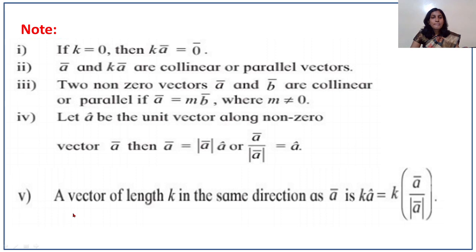Then next, a vector of length k in the same direction as a bar is k a cap. If we multiply a cap by any scalar, then we multiply the right hand side also. Here, a cap is equal to a bar upon magnitude of a bar. If we multiply by k here, then we multiply by k there. So this is very simple. Fifth note. Remember the third and fourth notes.